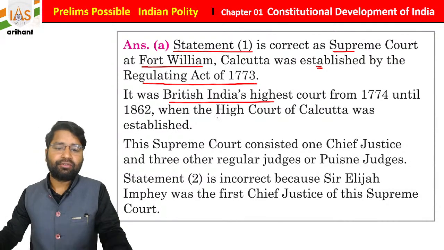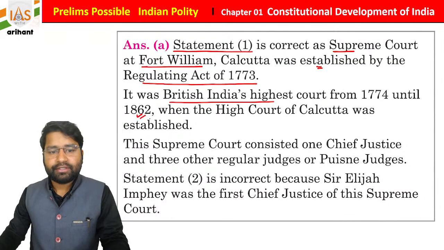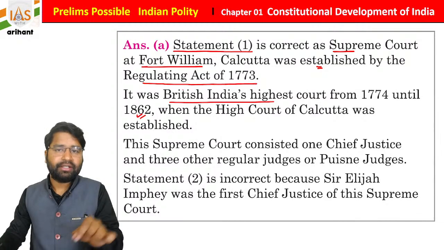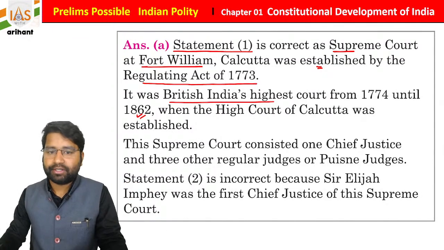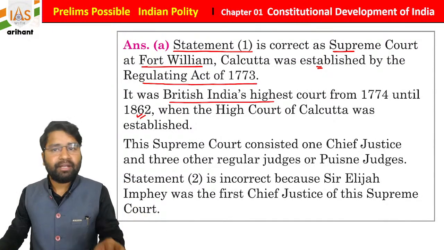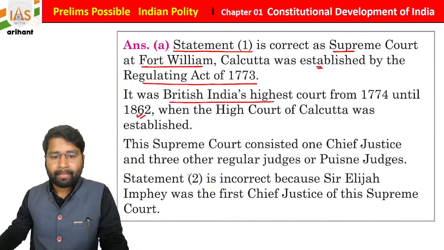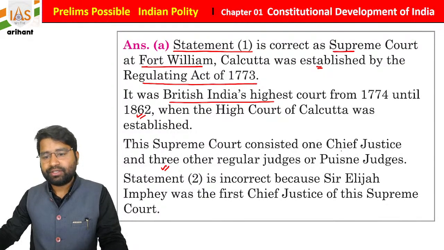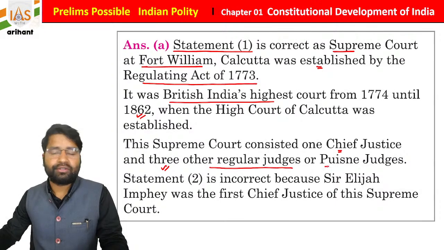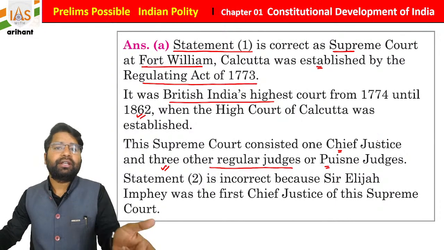Once the High Courts Act was introduced, in 1862 the High Court of Calcutta was created, and High Courts were created at other places also. Till that time it was the Supreme Court in India, students, for the British possessions. Okay, and we already discussed here that there were 4 judges, 1 Chief Justice and other regular judges, who are also called puisne judges.